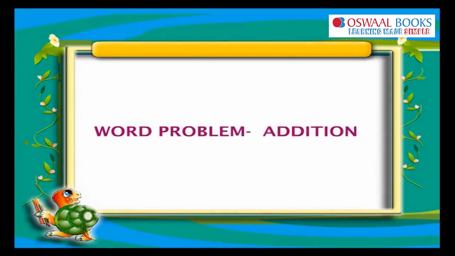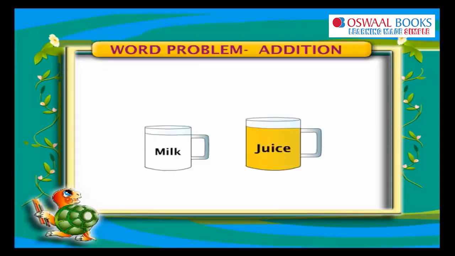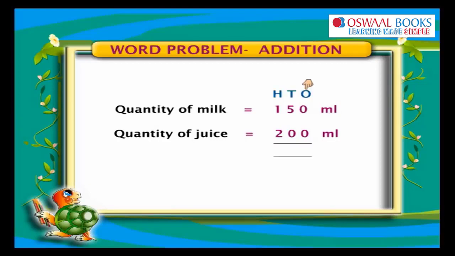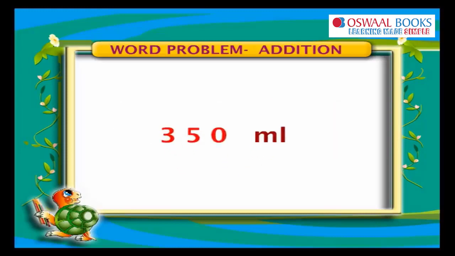Word problem. Addition. Meera drank a cup of milk, which is 150 milliliters, and Nitya drank a cup of juice, which is 200 milliliters. What is the total capacity of both the liquids? Quantity of milk is equal to 150 ml. Quantity of juice is equal to 200 ml. Add 1's column, we get 0. Add 10's column, we get 5. Add 100's column, we get 3. So, the total quantity of liquid together is 350 ml.